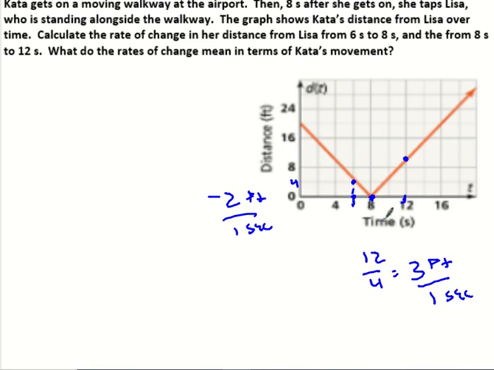Okay, so now what I notice here is this line's a little bit steeper than this line. Yes, it shows a V, but this one has a larger steepness to it. So what we figured out is what the rate of change means in terms of Kata's movement: she picks up speed after she gets to her friend Lisa, and then she starts going faster because the line becomes steeper and her rate of change increases.